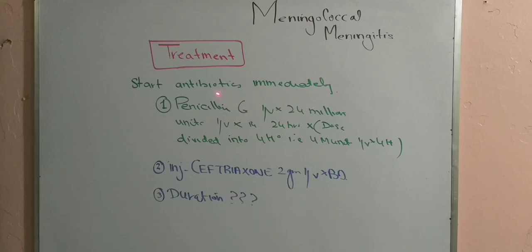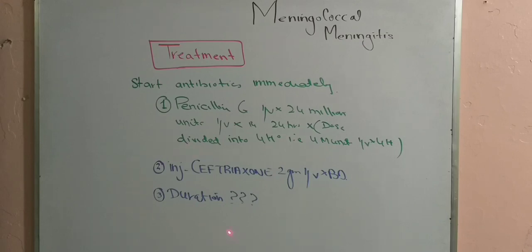But for all those patients who are either allergic to penicillin, or have developed resistance towards penicillin, or have gram-negative meningoencephalitis. Other than this, the meningitis can be caused by a gram-negative organism, or by Haemophilus influenzae. In all those cases, we give injection ceftriaxone 2 gram IV twice a day.